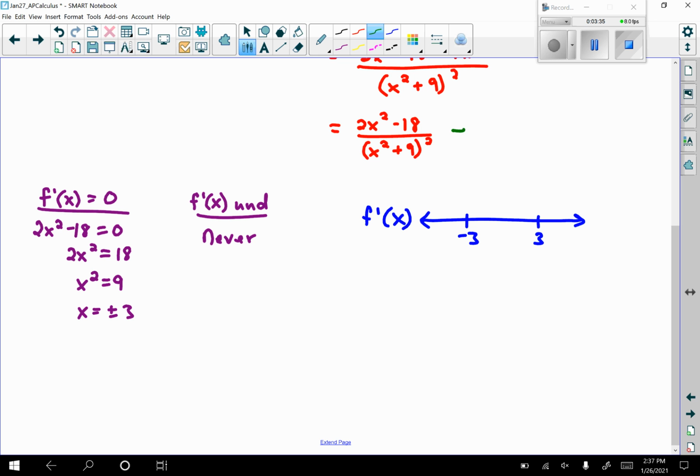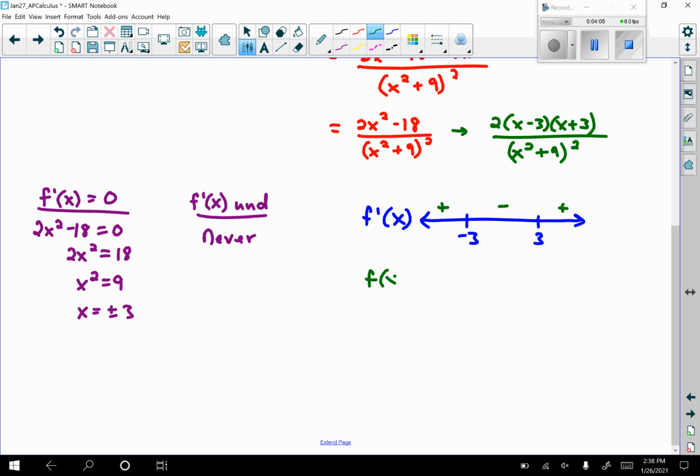Now, if it helps, we could factor this. We could say it's 2 times the quantity x minus 3 times the quantity x plus 3, again, just over x squared plus 9 squared. So that denominator is always positive. So if I tested, let's say, a negative 4, this will definitely be a negative and another negative, so that's going to give me a positive. If I tested 0, I'd get a positive times a negative, so negative divided by a positive is still negative. And then if I tested 4, everything is positive.